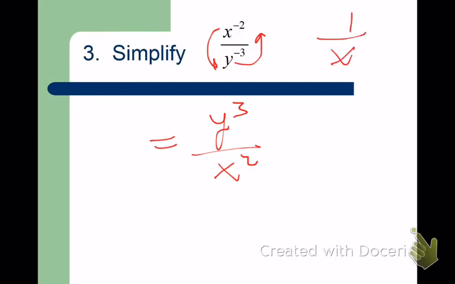If you had 1 over x squared, and I moved this up, then it would become x to the negative 2nd power. But we're not ever going to want to do that. We want our exponents to be positive. Always want them to be positive.